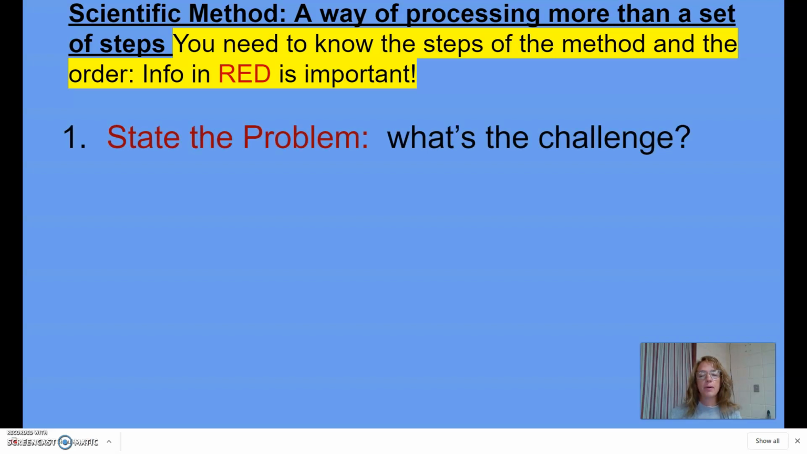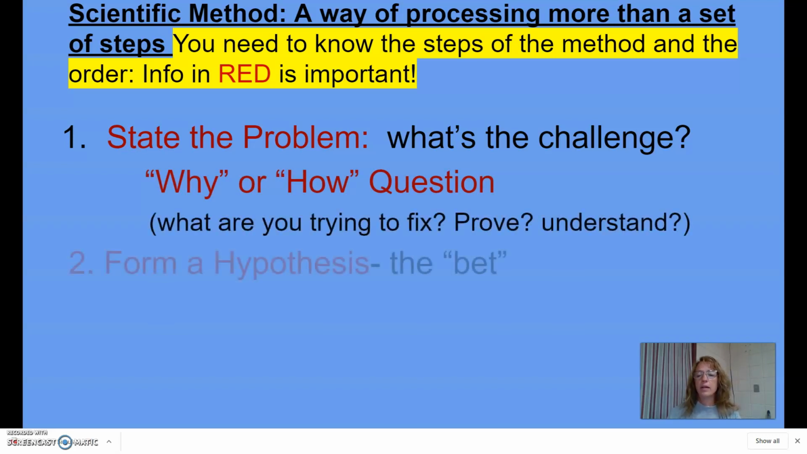So first you have to have a problem. There's no point in doing an experiment if you don't have a problem to solve. So in our class at the beginning here, I am giving you a problem of how do you make a radish plant grow taller. So that is your challenge. Good problems are usually why or how questions, all right?